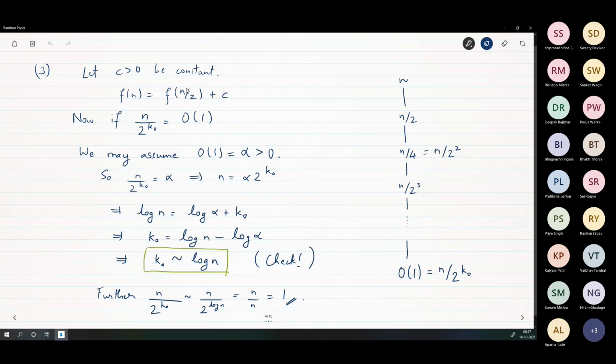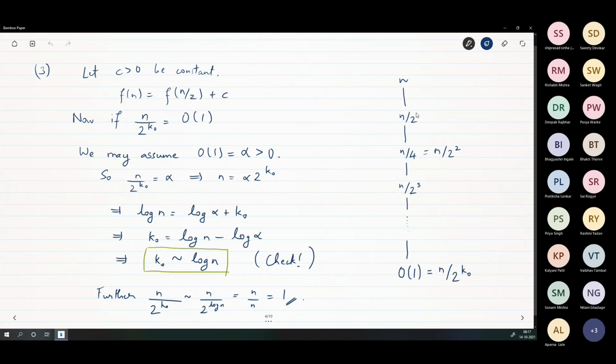So f of n is f of n by 2 plus c. Now look at this diagram on the right hand side. Here you are asking for f of n, but in order to find the value at n, you will have to find the value at n by 2 because of the recurrence. In order to find the value at n by 2, f of n by 2 is f of n by 4 plus c, again by the recurrence relation.